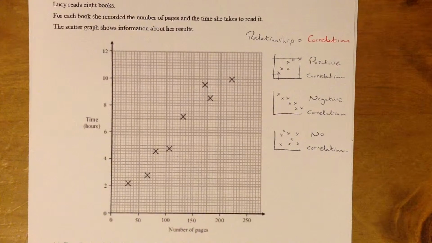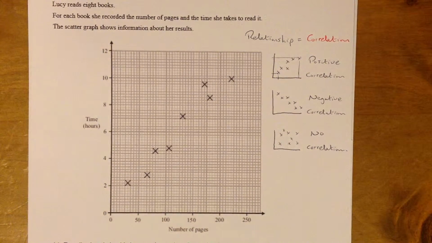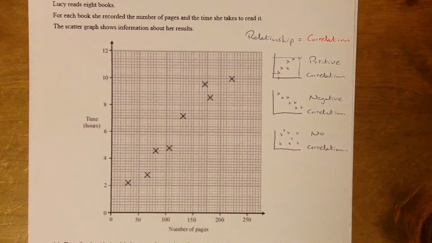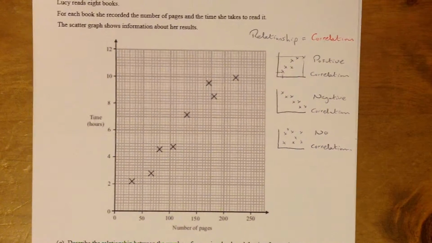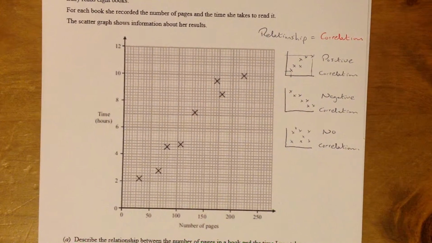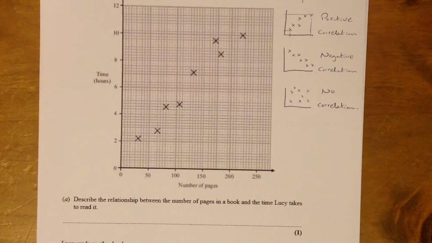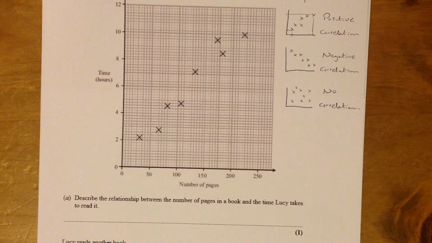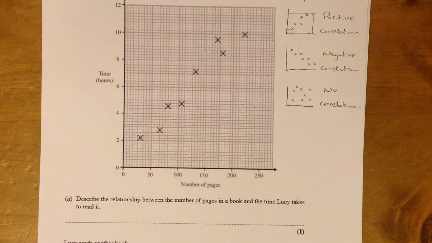So that's what scatter graphs are. It's the data that they show and it's how they show it. And then let's have a look at the typical types of question you'd get about one in the exam. So we've talked about the information we've got here. It's about Lucy reading the 8 books and how long they took her. And then the first question says, describe the relationship between the number of pages in the book and Lucy takes to read it. You've got 2 choices with this question.